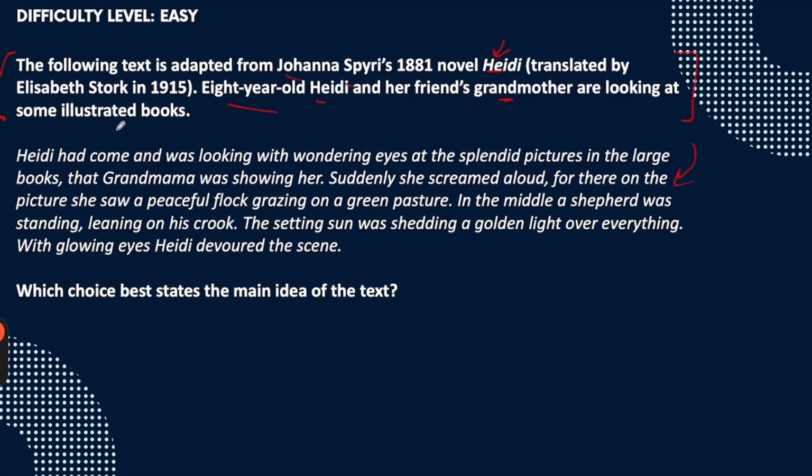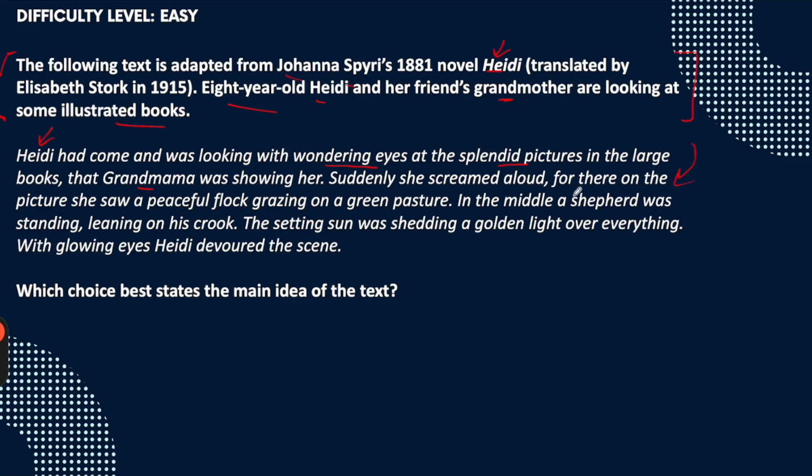Now what is happening over here? They are basically just looking at some illustrated books. Let's read the text to know more. H had come and was looking with wondering eyes at the splendid pictures in the large books that grandmama was showing her. So this grandma was showing some book to H, and she was really very intrigued by what she's seeing. She had these wondering eyes, splendid pictures, so everything good, right? So she liked whatever she's seeing.